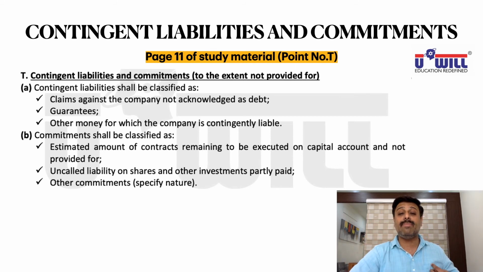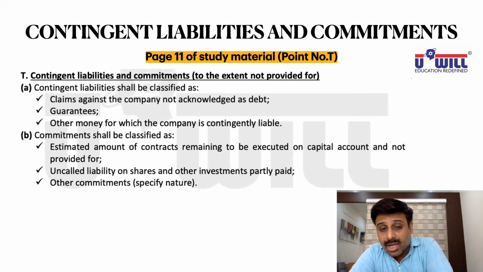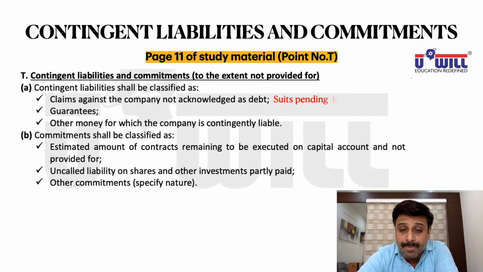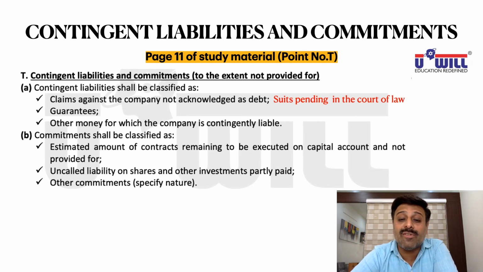What do you mean by uncertain dependent liabilities? We may have to pay the money or we may not have to pay the money. It is our commitment. Commitments are also included here. And the payment of the liability is dependent on the happening or non-happening of some event. For example, see here: contingent liabilities shall be classified as claims against the company not acknowledged as debts. Oh my god, so heavy language. Claims against the company not acknowledged as debts. What do you mean by that in simple language? Write down in bracket: suits pending in the court of law. What do you mean by suits?